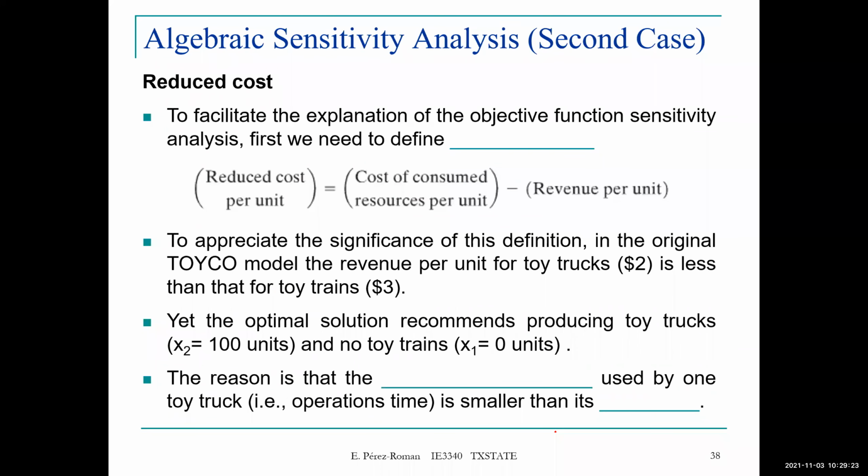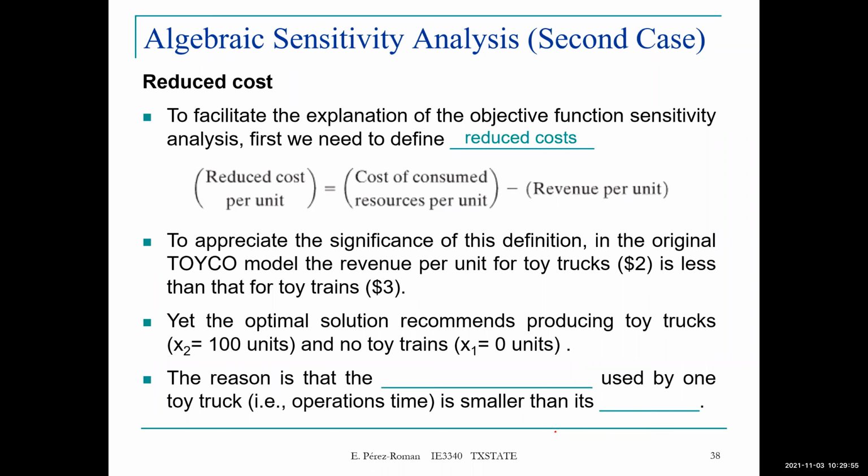To facilitate the explanation of the objective function sensitivity analysis, first we need to define what the reduced cost is. So the reduced cost per unit is the cost of consumed resources per unit minus the revenue per unit. And that's what I was trying to explain. It's costing you more to produce this product, and when you compare with the revenue that you're getting from it, it's not justified. So that's what we call the reduced cost. It's more expensive for you to produce than the benefit that you're getting from that product.